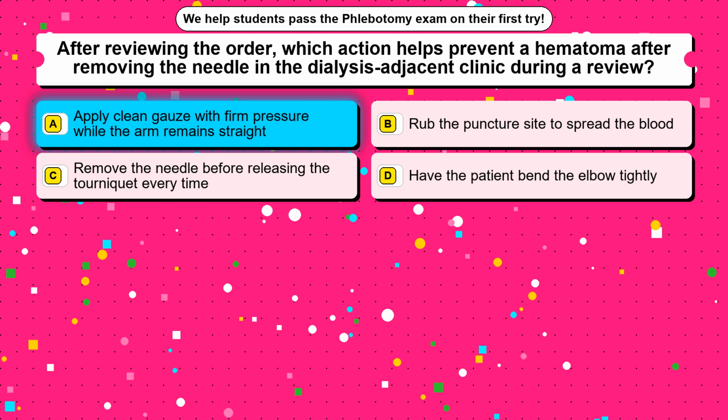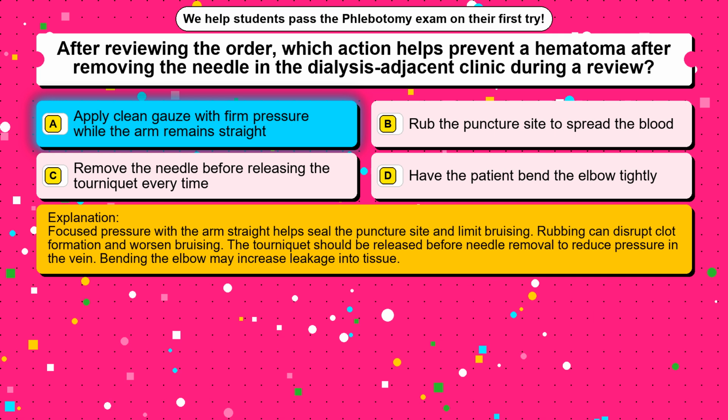The correct answer is option A. Apply clean gauze with firm pressure while the arm remains straight. Focused pressure with the arm straight helps seal the puncture site and limit bruising. Rubbing can disrupt clot formation and worsen bruising. The tourniquet should be released before needle removal to reduce pressure in the vein. Bending the elbow may increase leakage into tissue.